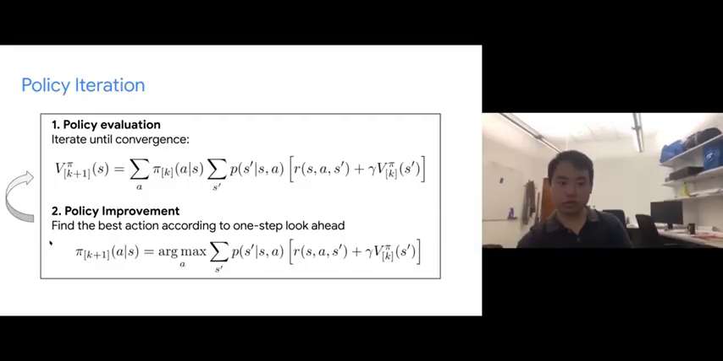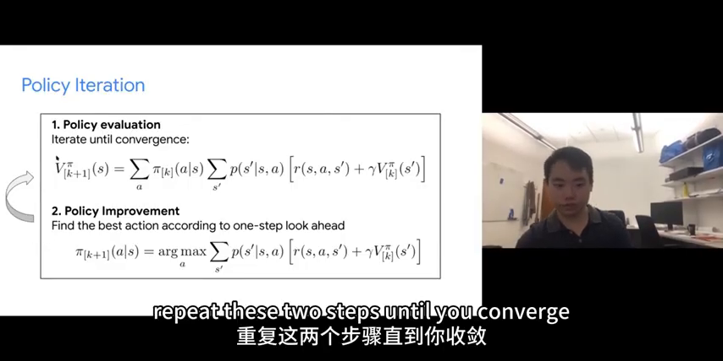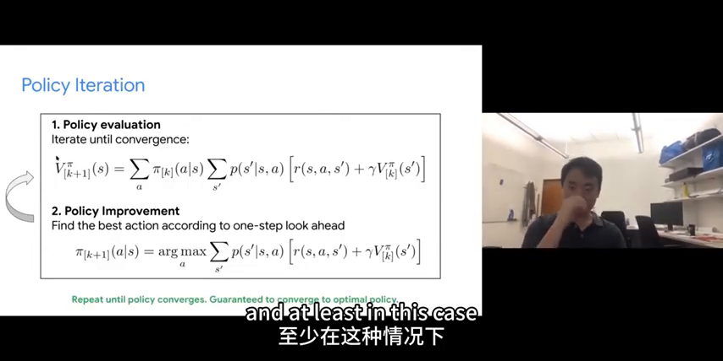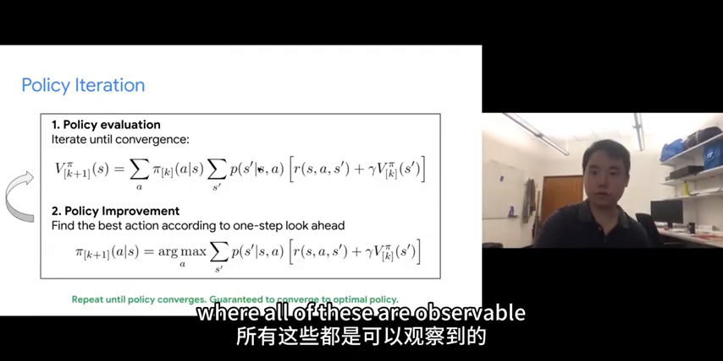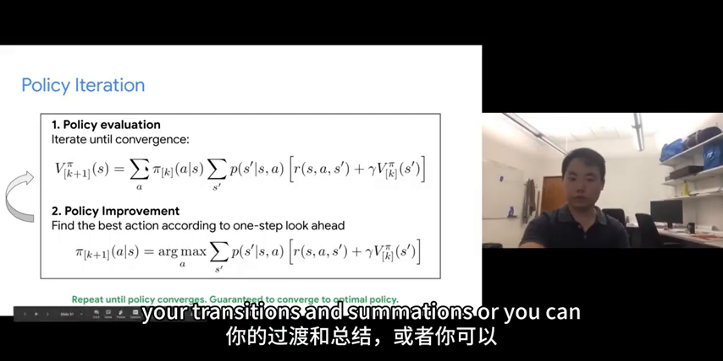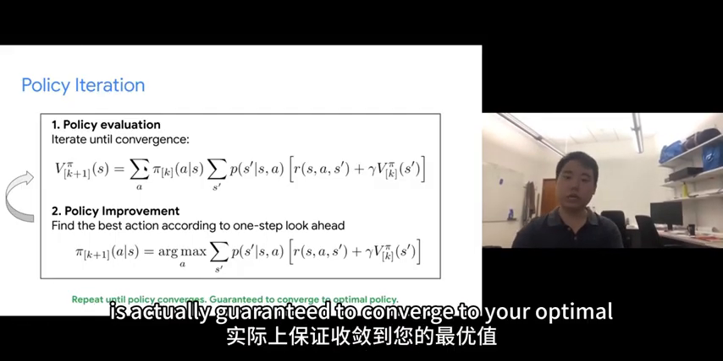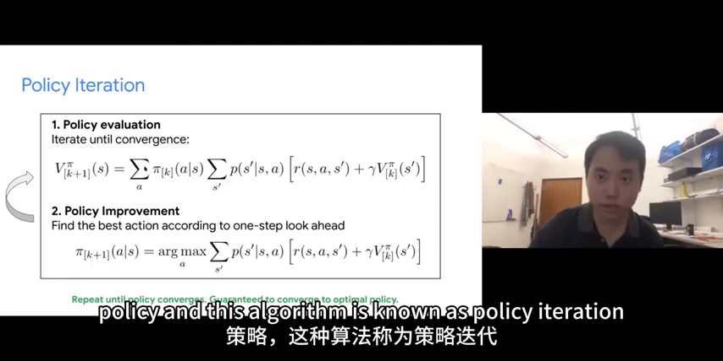And you're going to repeat these two steps until you converge. At least in this case, where all of these are observable, your transitions and all, and the summations you can do exactly, this is guaranteed to converge to your optimal policy. And this algorithm is known as policy iteration.